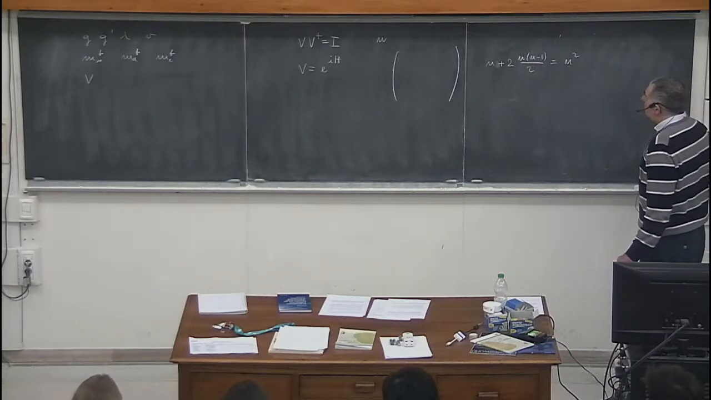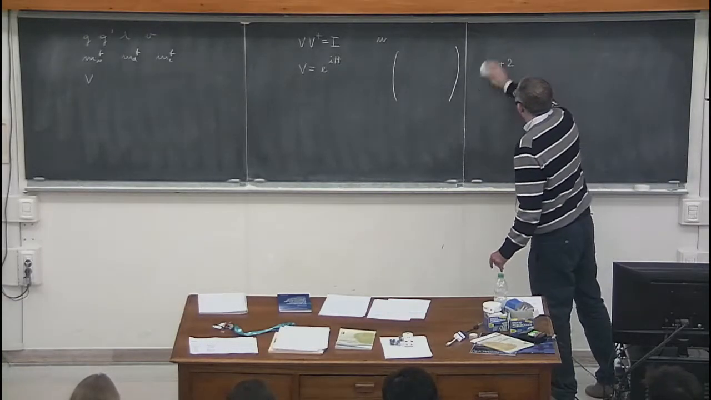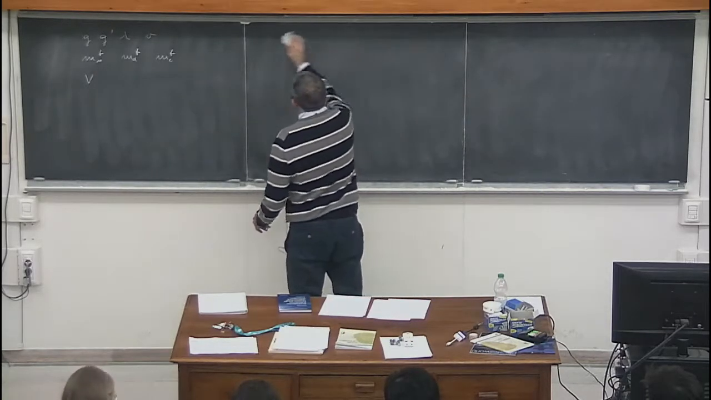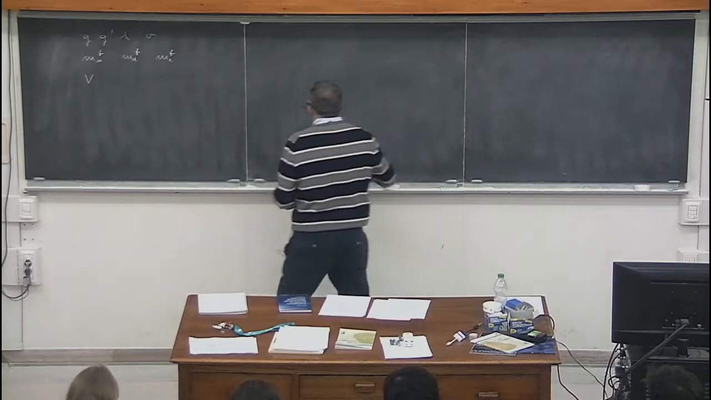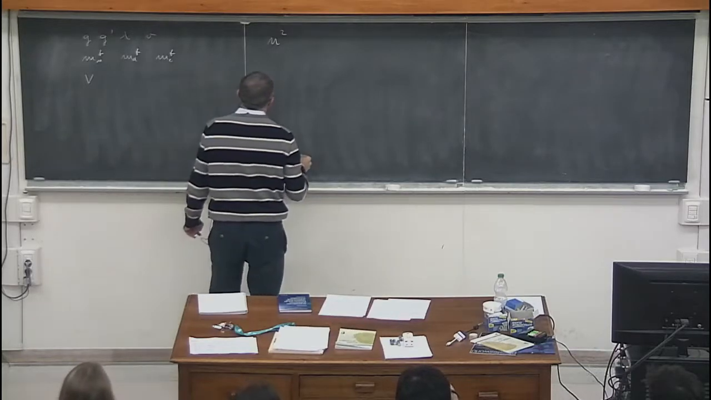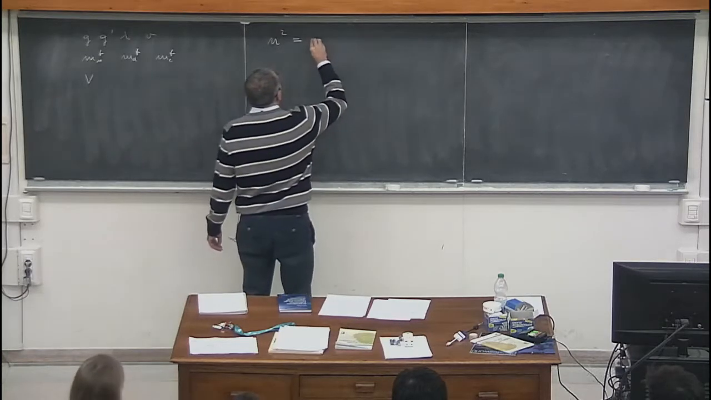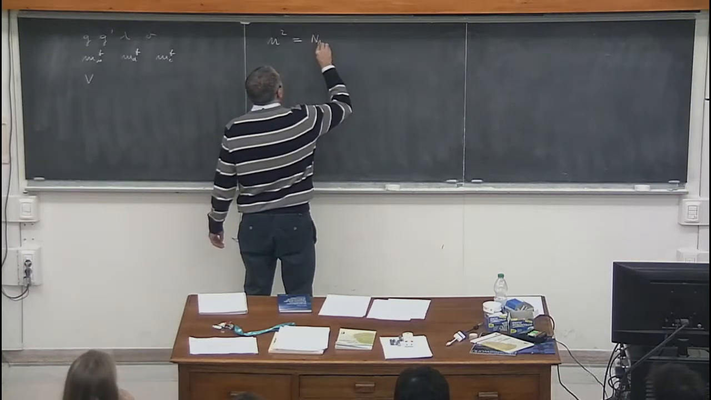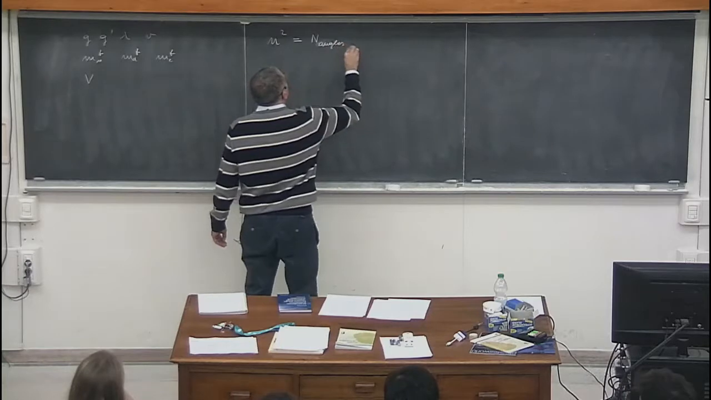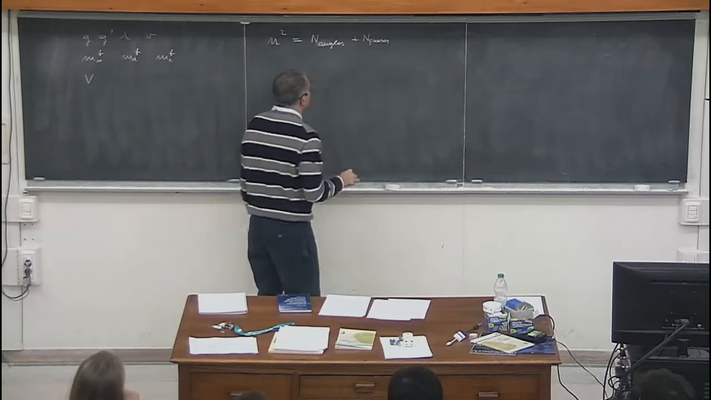However, not all of these parameters are actually measurable. I can get rid of some of them by suitable field redefinitions, and I will show you. So, the total number of parameters is n square. This number n square can be written as the sum of a number of angles plus a number of phases. What do I mean by that?